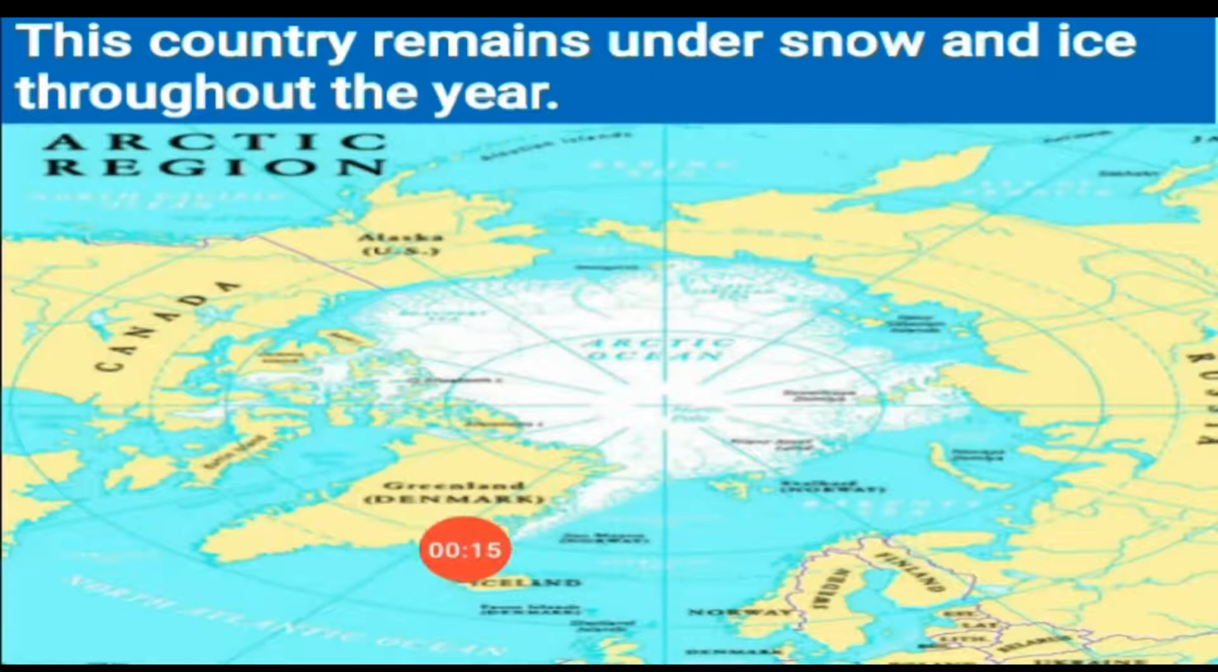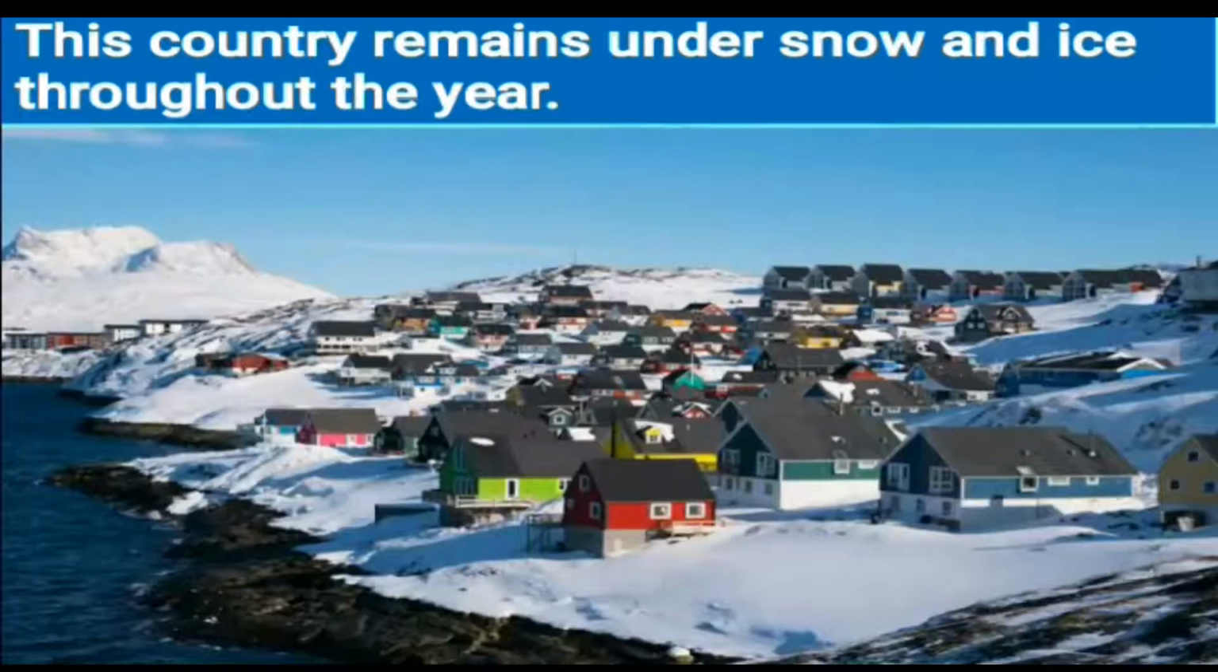This is Greenland, and as it is near the North Pole, very cold and chilly wind is experienced here, and due to that snow and ice are found throughout the year. This is a city in Greenland. You can see the snow cover there.